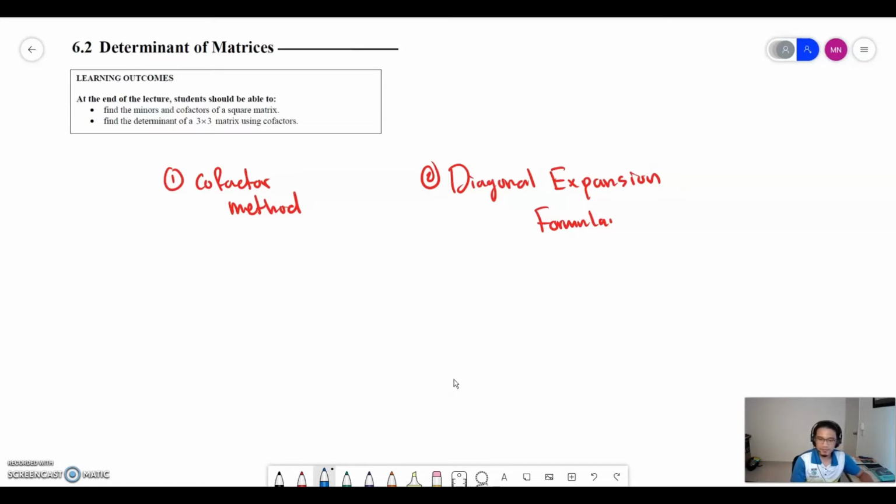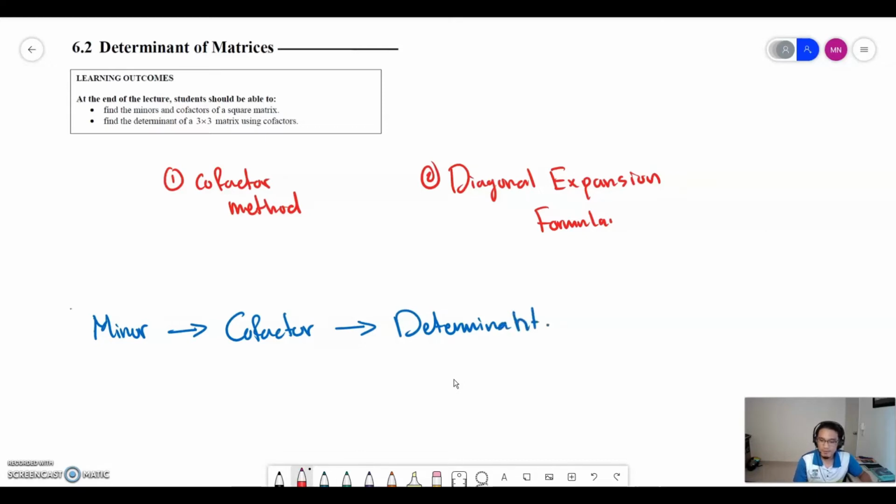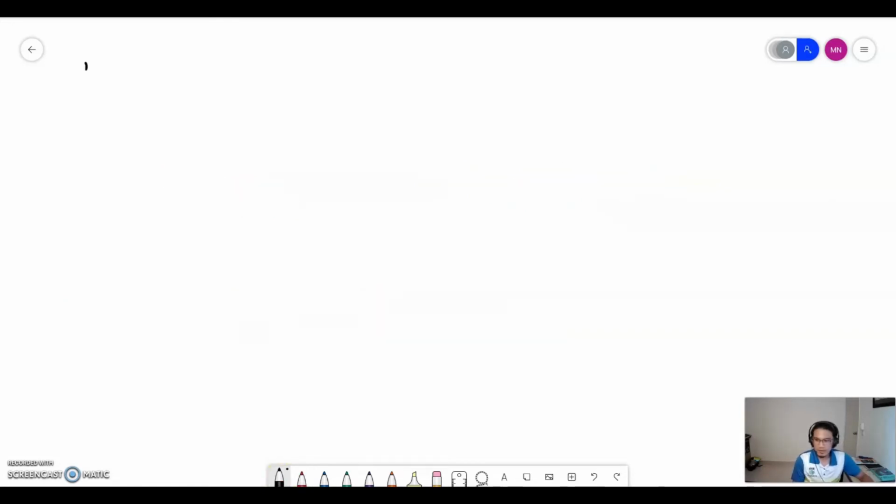Okay, in order to use the cofactor method, we need to know what is the minor for a 3 by 3 matrix, and then from the minor we can determine the cofactor. And after we know the cofactor, we can determine the determinant. So I will show you one by one. First, I will go through the minor, then the cofactor, and then lastly, I will show you how to determine the determinant. Okay, the first method is about the minor.